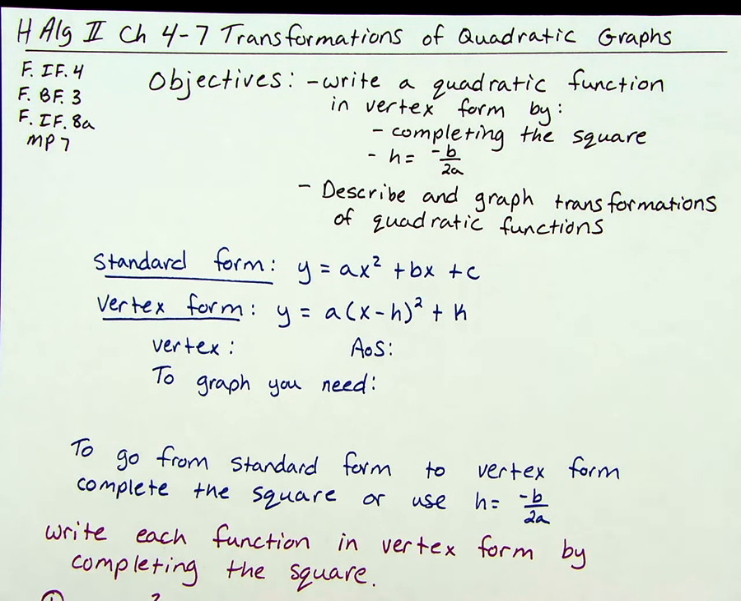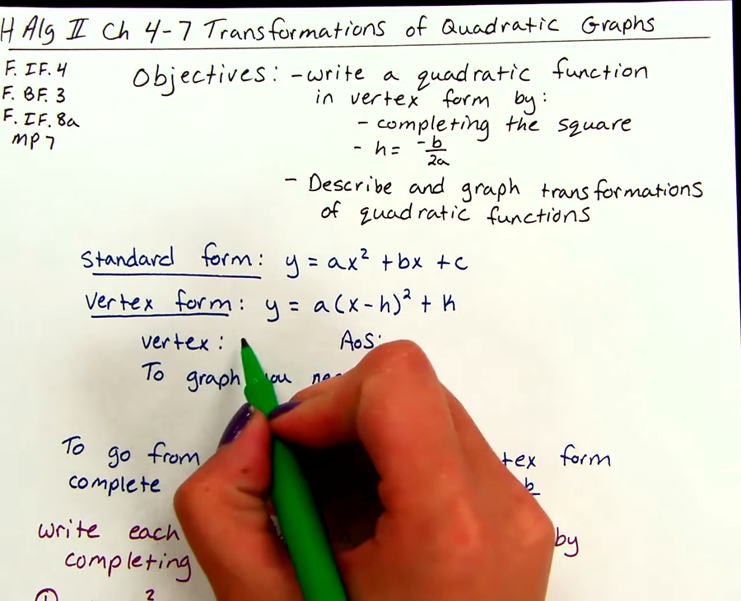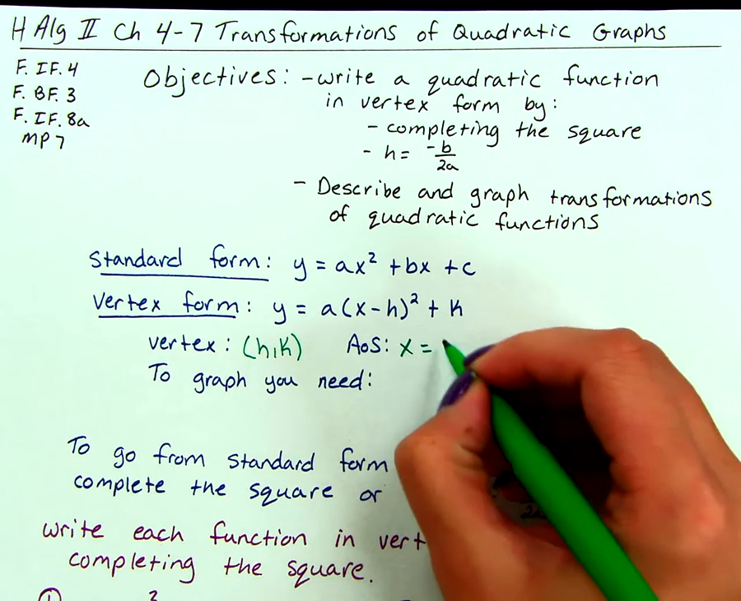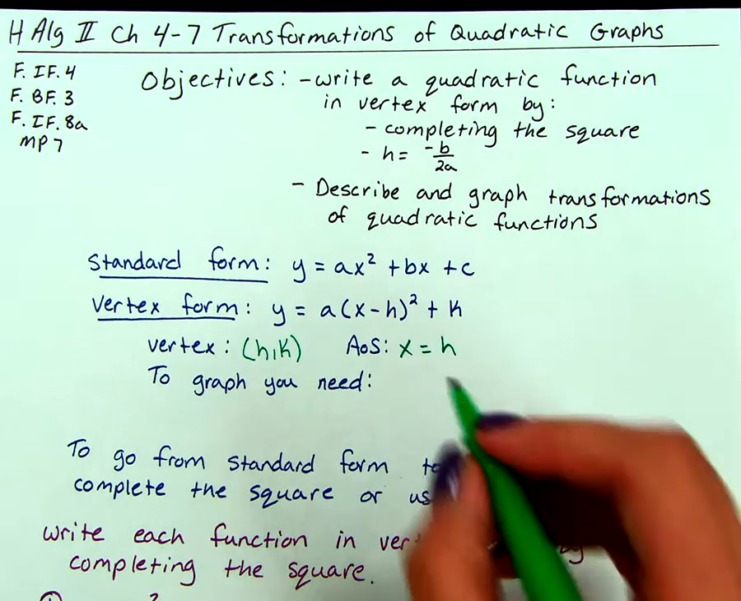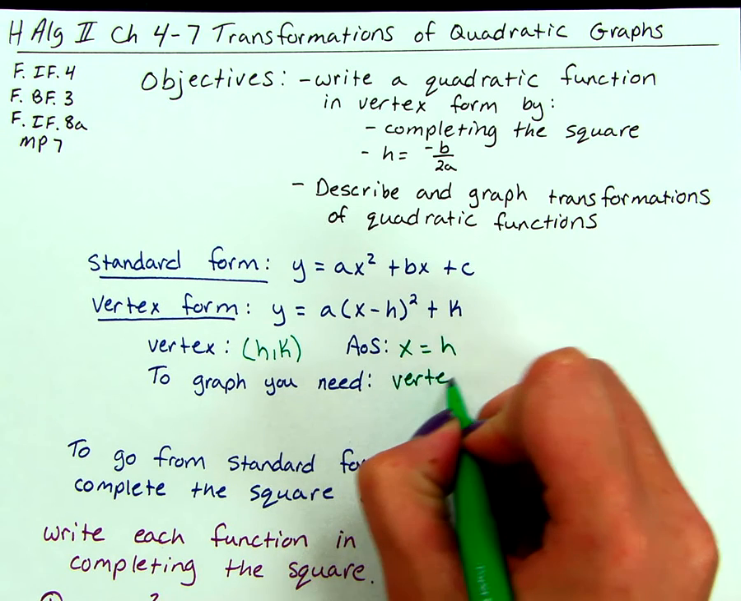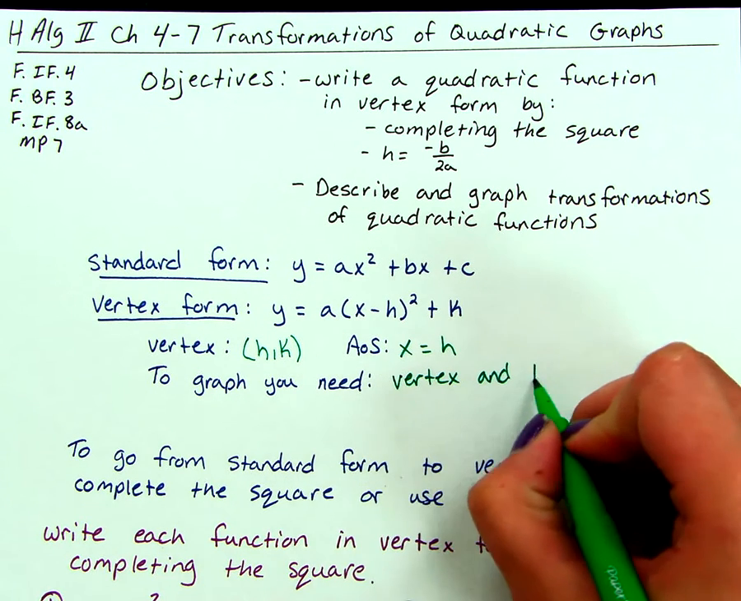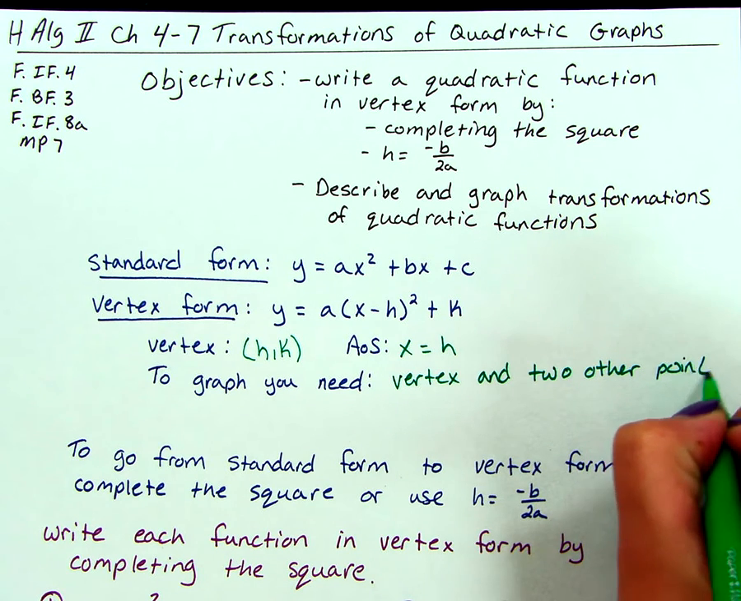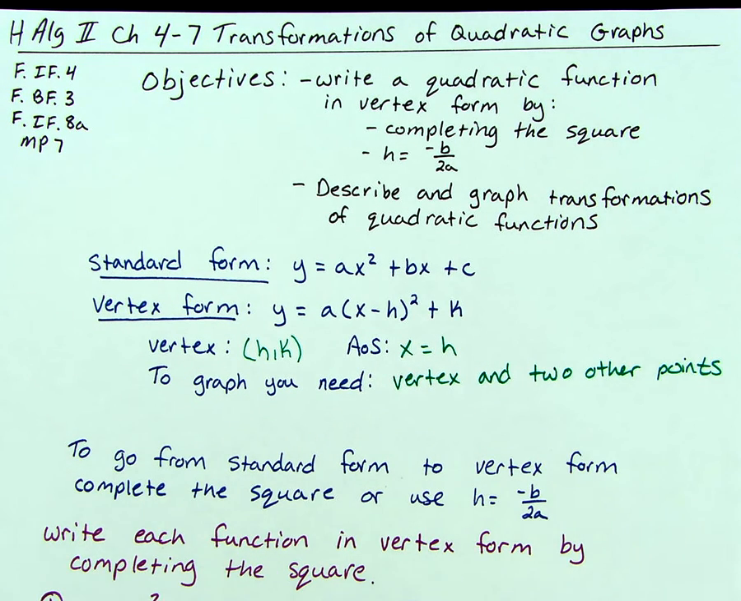Okay. Now remember, standard form, we have y equals ax squared plus bx plus c. And our vertex form is y equals a times the quantity of x minus h squared plus k. So the vertex in either case is always (h, k), and the axis of symmetry is always x equals h. Okay? And to graph, we need the vertex and two other points. So we need at least two other points. So sometimes you might need 4 other points.